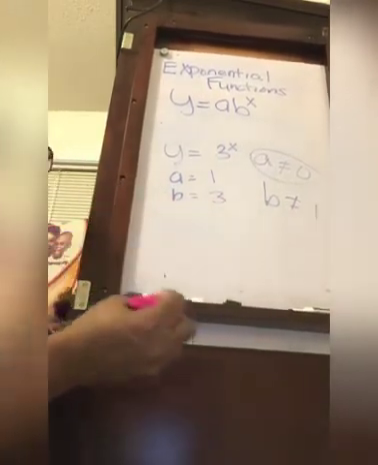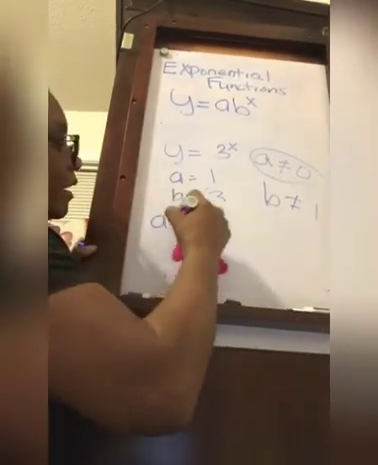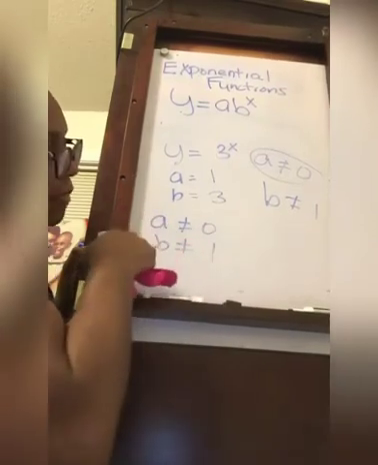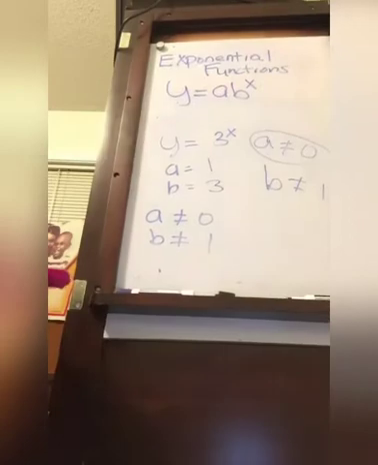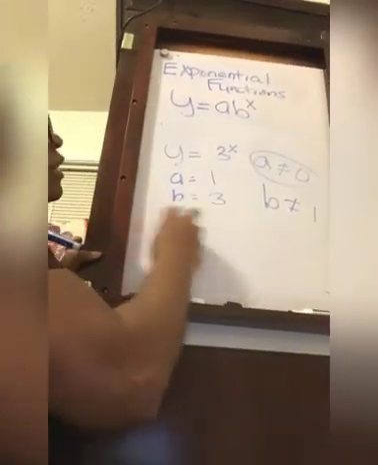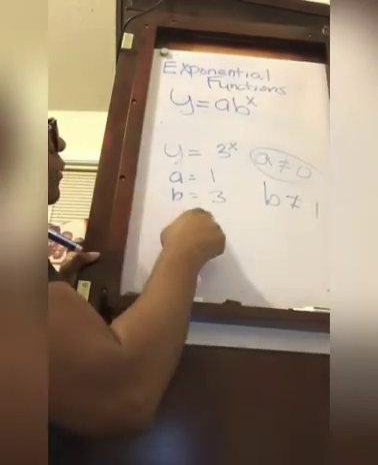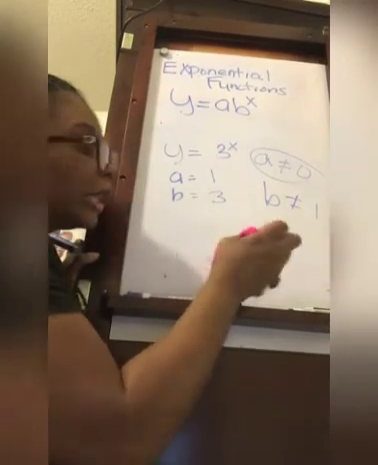B cannot equal 1 and A can't equal 0. Think about it. A can't equal 0. B can't equal 1. A comes first in the alphabet. B comes second. 0 comes before 1. All right? So just think about that. A can never equal 0 and B can never equal 1. So our A will have to be 1. Our B is 3. So this is a growth, most definitely, because B, again, is greater than 1.